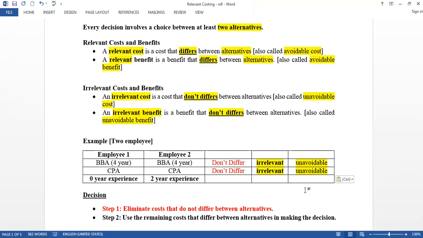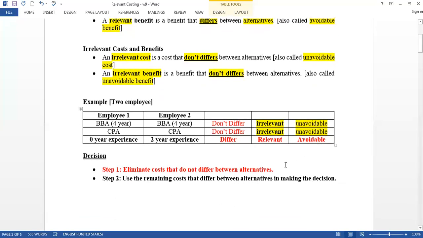Clear? Then the last one, employee 1 has 0 years of experience, that means no experience, and employee 2 has 2 years of experience. So what is the meaning? Is it no difference, or do they differ? They differ. They have a difference. And if there is a difference, then the term is called relevant, and another terminology or keyword is called avoidable.